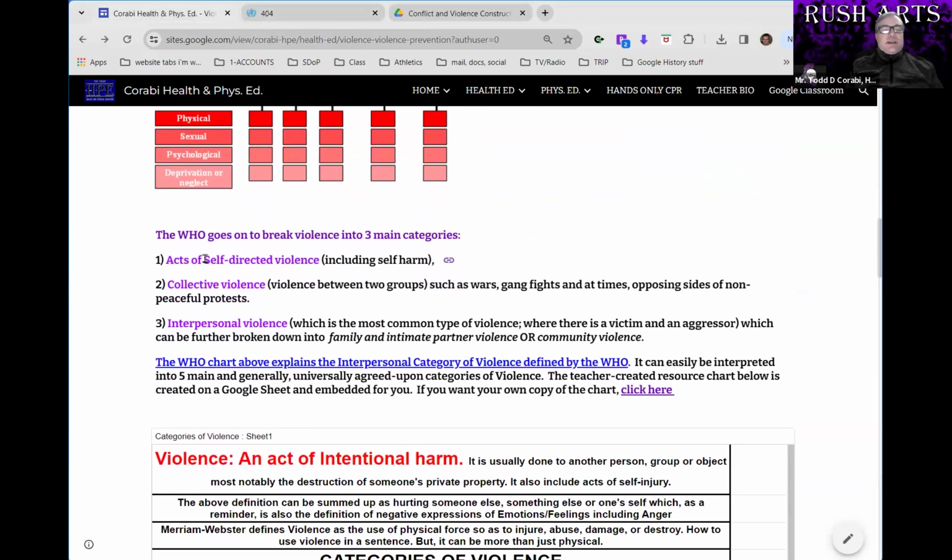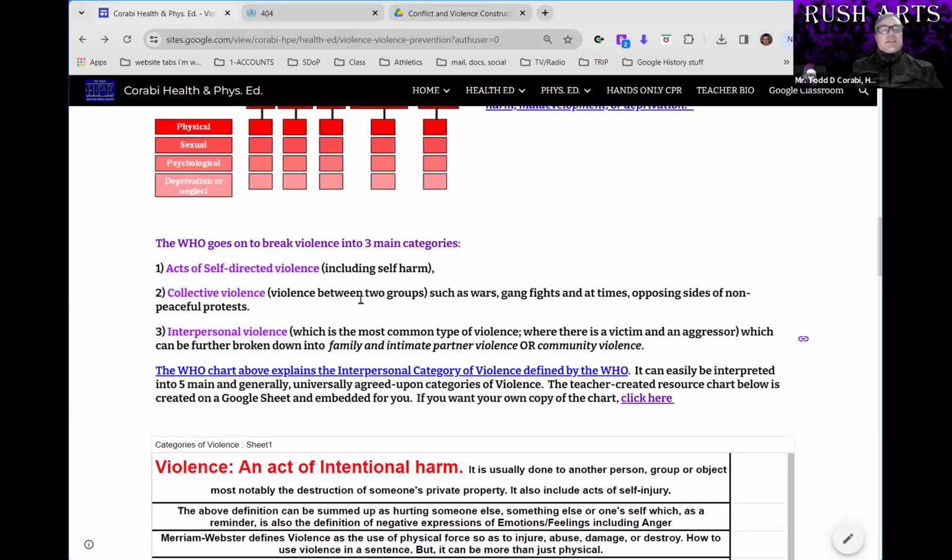They go into 3 different types of violence. So there's self-directed violence, which includes self-harm, and we don't need to get into that in this particular video. Collective violence is between groups. For the World Health Organization, that typically talks about wars, but in our country, that would also include gang fights, and sometimes opposing sides of non-peaceful protests. You start with a peaceful protest, with just words and rhetoric and sign holding and chants and songs, but sometimes they're not peaceful, and you have 2 opposing sides that target each other. So most of the time internationally, it would be wars, and domestically, it would be group or gang fights or things like that.